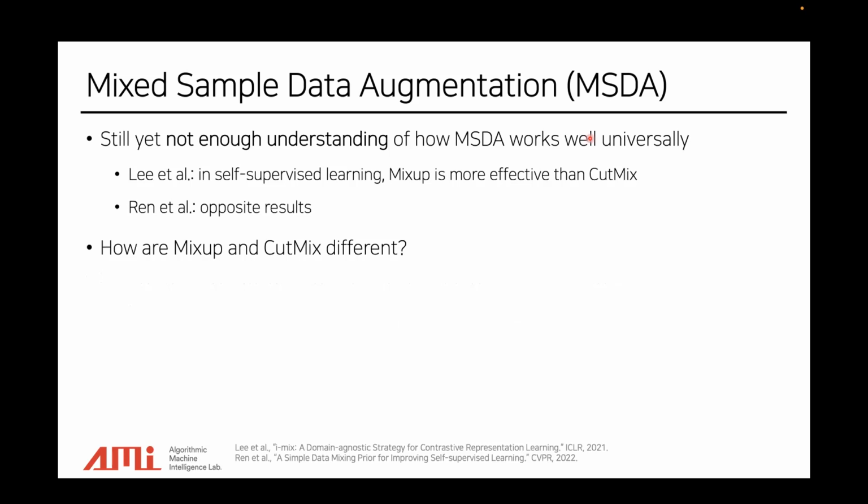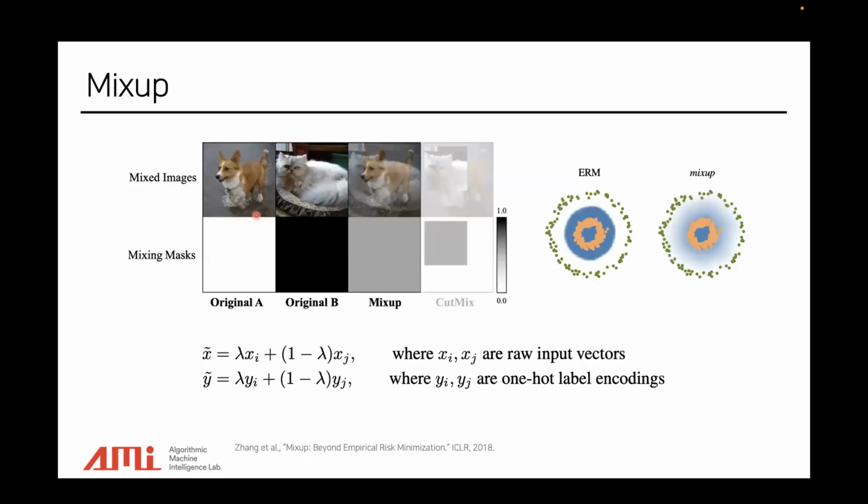However, this paper argued that there is still not enough understanding of how MSDA works well. Lee et al. say that Mixup is more effective than CutMix in self-supervised learning, while Ren et al. argue the opposite results. So in this paper, they try to answer the question: how are Mixup and CutMix different? Before we dive into the paper, I will briefly introduce the Mixup and CutMix methods.